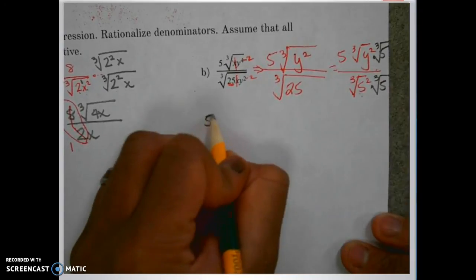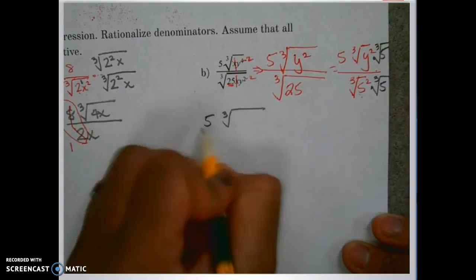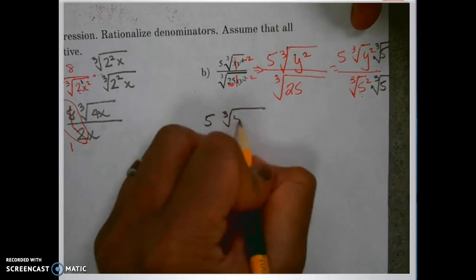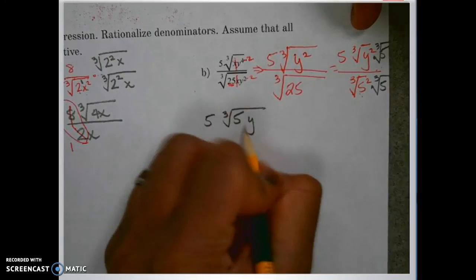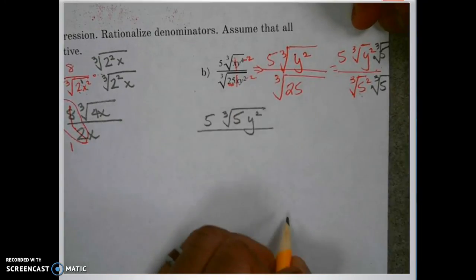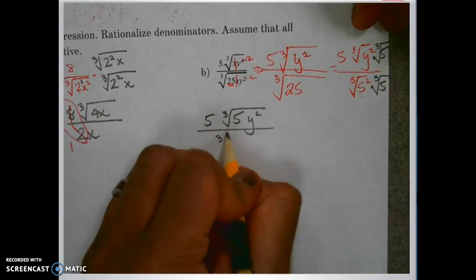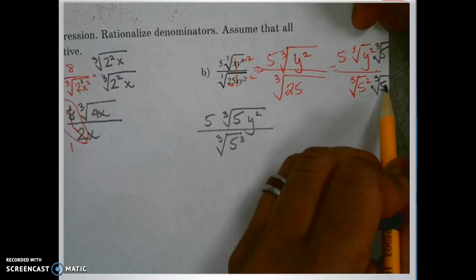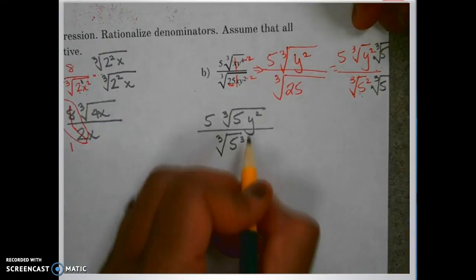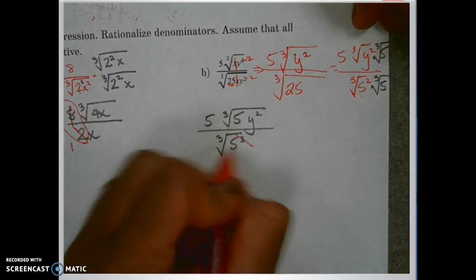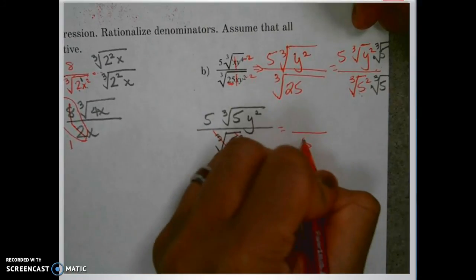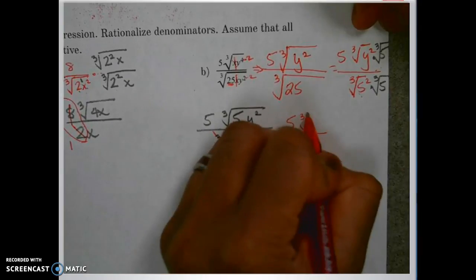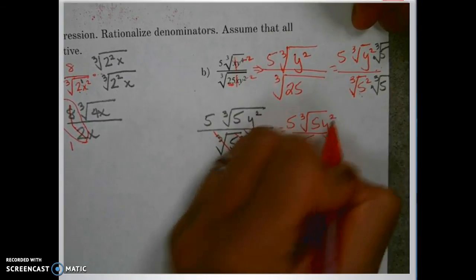So up top, I have the cubed root, 5 times the cubed root of. There's a 5 here. So I'm going to write that first. And then y squared is up there as well. And the denominator is the cubed root of 5 to the 3rd, because we had 5 squared times 5 is 5 to the 3rd. Beautiful. These are gone. I've rationalized the denominator so that all I have is 5 in the bottom. Up top, I have 5 times the cubed root of 5y squared.